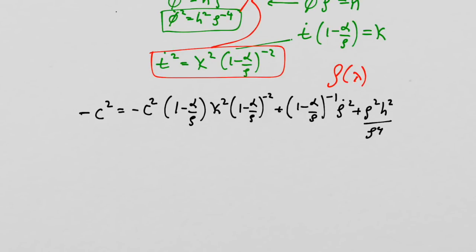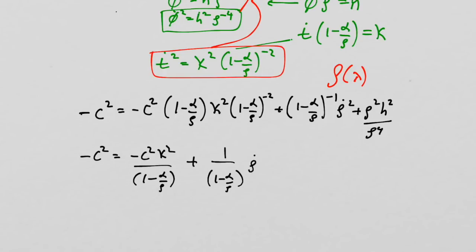All right, so we'll simplify this first part. That's minus c squared equals minus c squared kappa squared divided by 1 minus alpha over rho, because this is in the denominator with 2 factors, and that's in the numerator with 1. And then it's plus 1 over 1 minus alpha over rho, rho dot squared, and then plus h squared over rho squared.